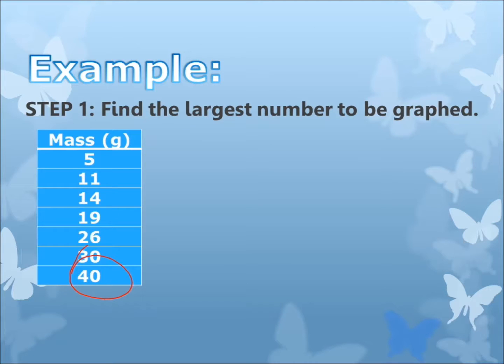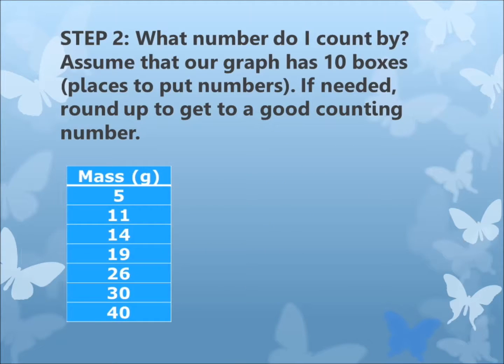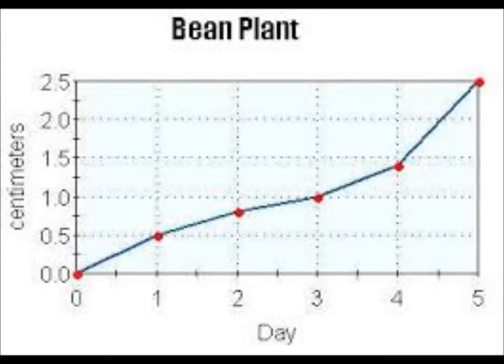So here's an example. You want to find the largest number to be graphed. So you can see here the largest number is 40. Okay, so what number do I count by? So let's go ahead and just assume our graph has 10 boxes, because that's going to be an easy number. Okay, take a look at this graph, you guys. So if you notice, there are 10 spaces to put numbers. 1, 2, 3, 4, 5, 6, 7, 8, 9, 10.